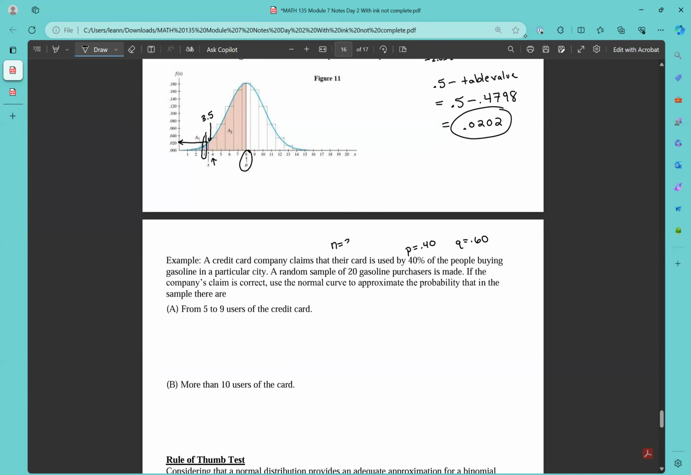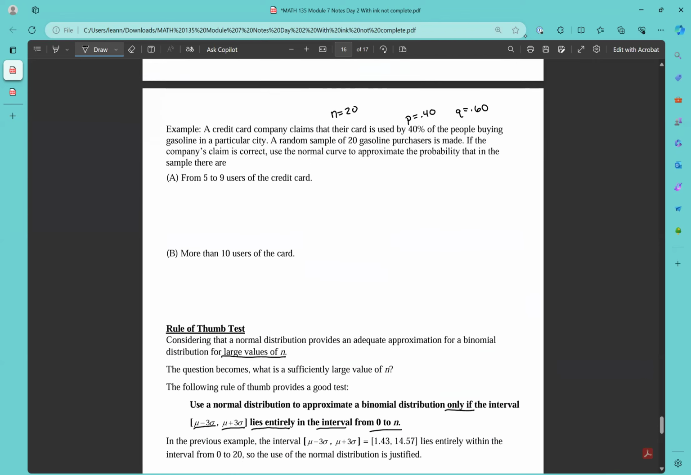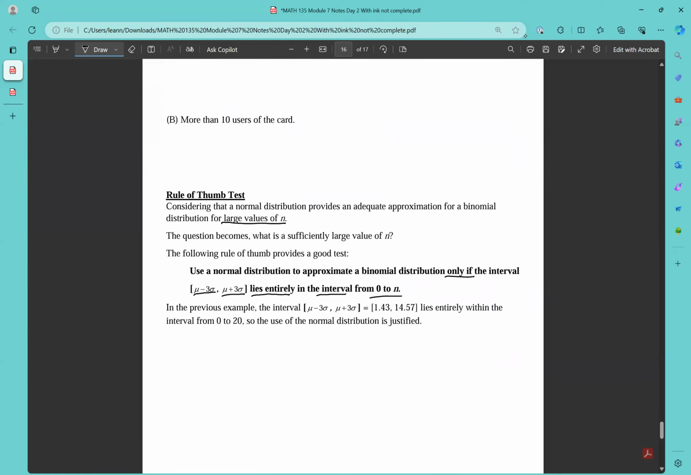So again, this is the same problem. 20 people made purchases. If the company's claim is correct, use the normal curve to approximate the probability that the sample is. Now, usually we will tell you to use the normal curve, but I want to show you why I know it's okay. What they told us we can do is find the mean for your binomial, which we're going to have to do anyway.